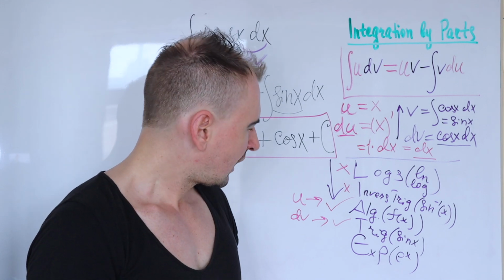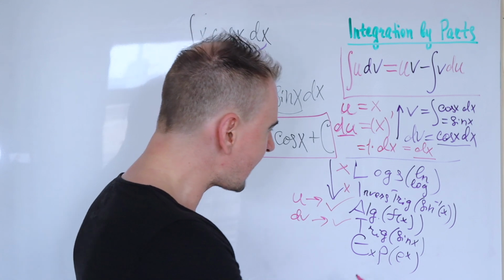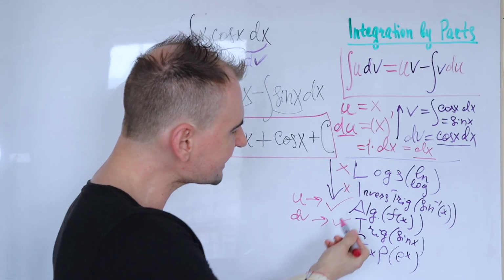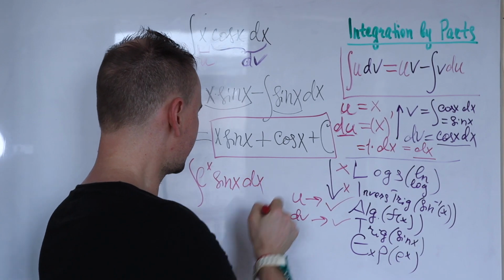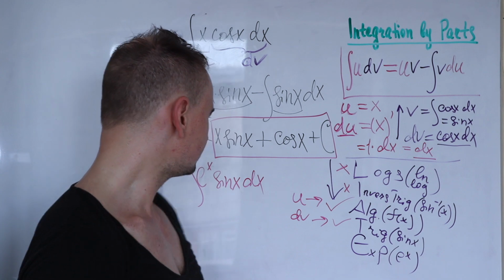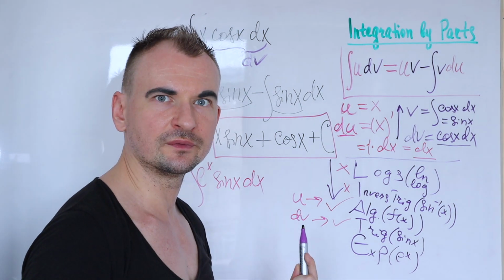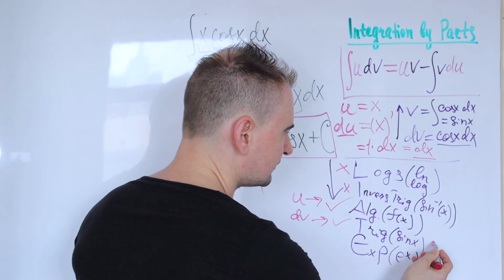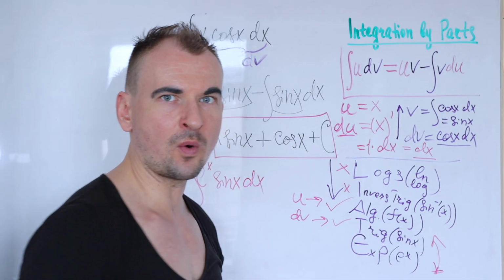One little thing, okay, true confession. Sometimes when you are given trig and exponential, something like that with respect to x, it doesn't matter what you're going to pick for u and for dv. So this one is kind of interchangeable. You could just swap the order.